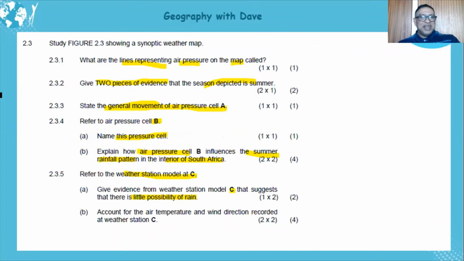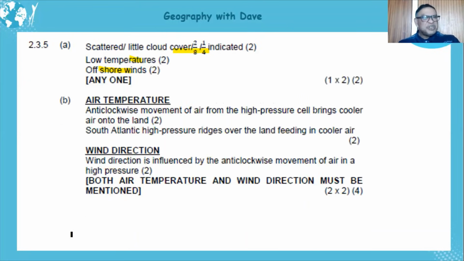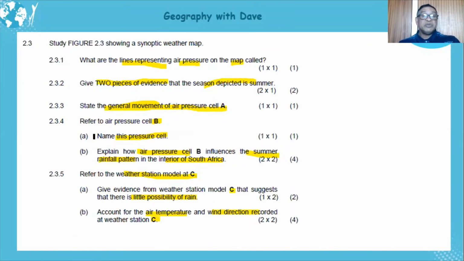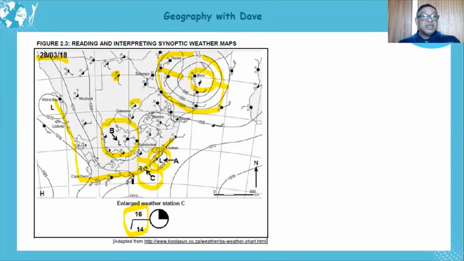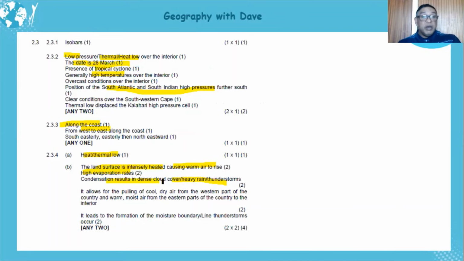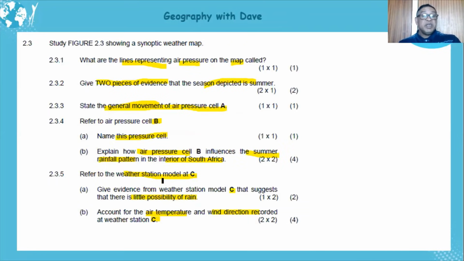Okay, right. Account for the air temperature and wind direction recorded at station C. I want to show you this answer. It's air temperature. Oh, sorry, let's go back to C. All right, in this area here. I do apologize for skipping all the time. So air temperature and wind direction.